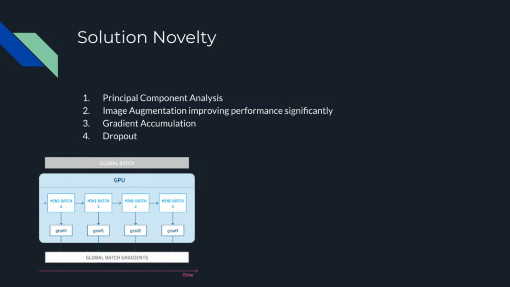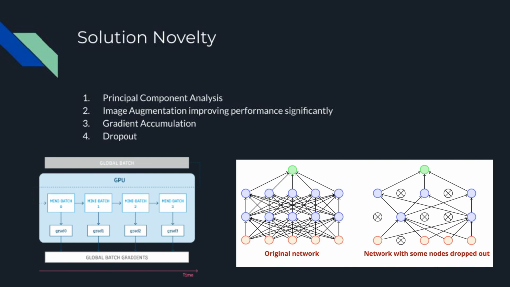In terms of the model training itself, our team used gradient accumulation, which allowed us to train the model with a higher batch size with smaller GPU capability. We also included a dropout layer in our model to prevent overfitting for a model with a high number of epochs.